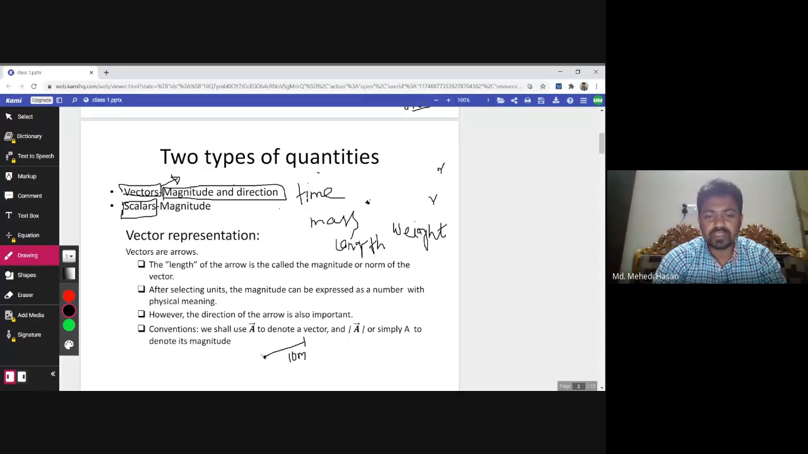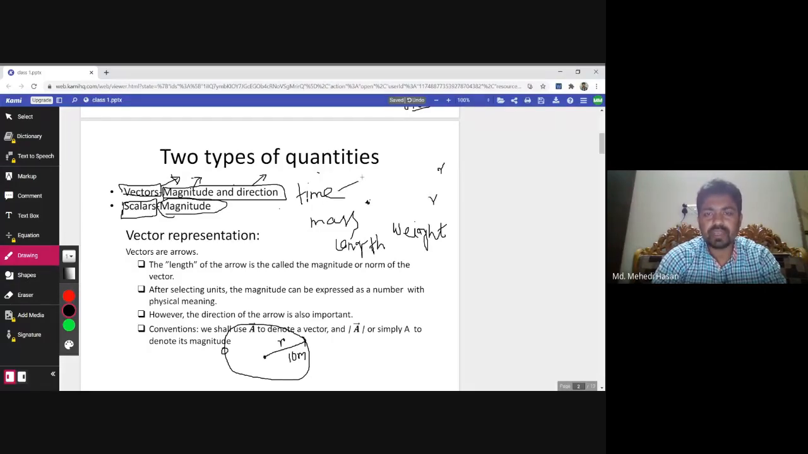which direction? Direction is important in this case, because we can draw a circle with radius 10 meters, but where is the exact position of the library? So if you try to give the exact position of the library, we have to give the direction also. That's why in case of vector, we have to explain magnitude and direction to describe the vectors. In case of scalar, just magnitude is important.